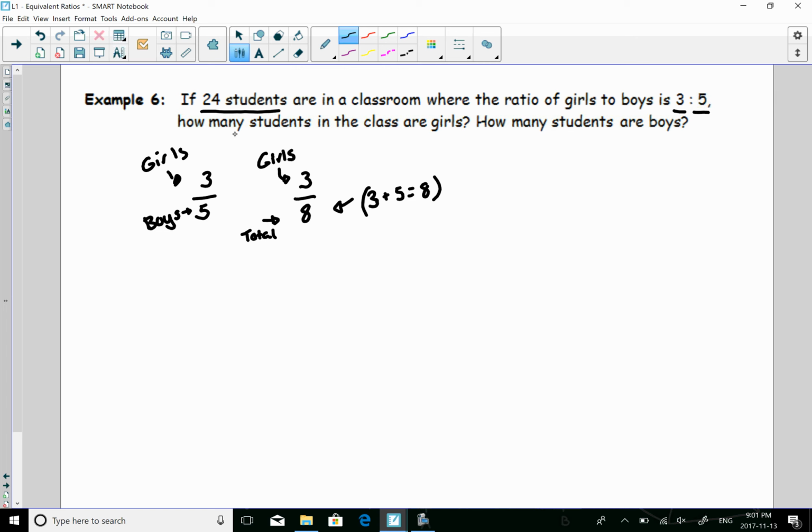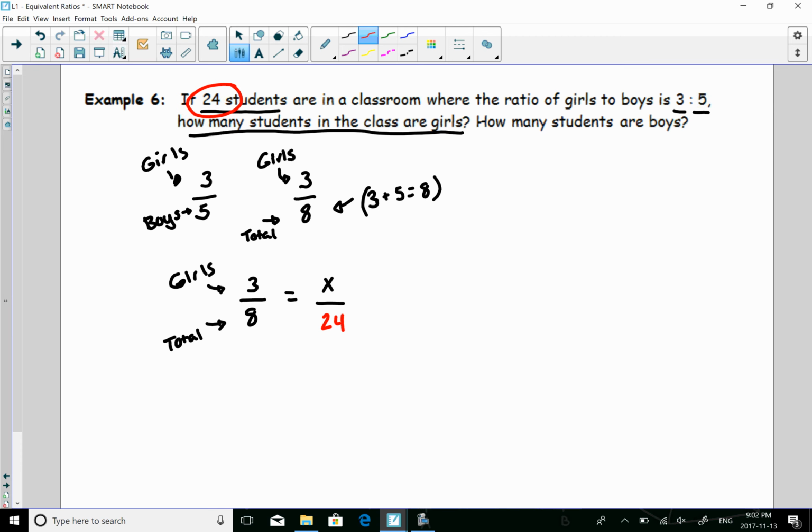So I can take this ratio now and solve for how many students there are in the class that are girls. So 3 over 8, so girls, the total. I want to know how many in the class are girls, so that's my x. The total is 24. They give me that here. Now that I only have one x that I don't know, one variable, I can cross multiply. 8 times x is 8x, equals 3 times 24. 8x equals 72. Isolate x, so divide by 8, divide by 8, and x equals 9. So that's the number of girls.